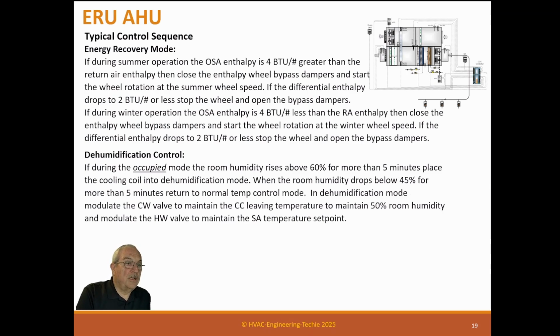Dehumidification control. If in the unoccupied mode the room humidity rises above 60% for more than 5 minutes, place the cooling coil into the dehumidification mode. When the room humidity drops below 45% for more than 5 minutes, return to normal temperature control mode. In dehumidification mode, modulate the chill water valve to maintain the cooling coil leaving temperature to maintain 50% room humidity, and modulate the hot water valve to maintain the supply air temperature set point.